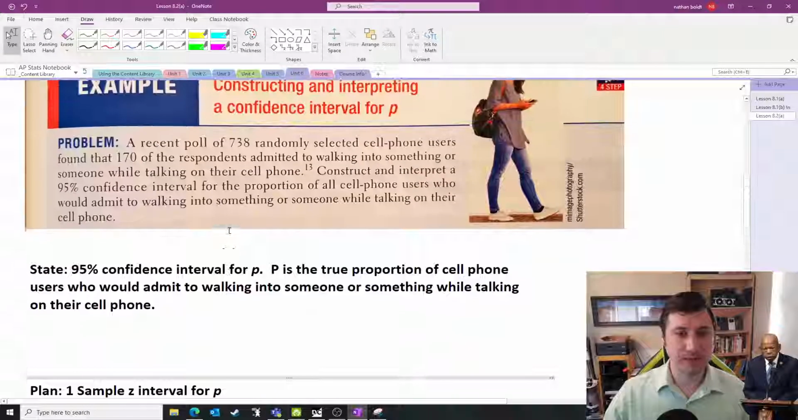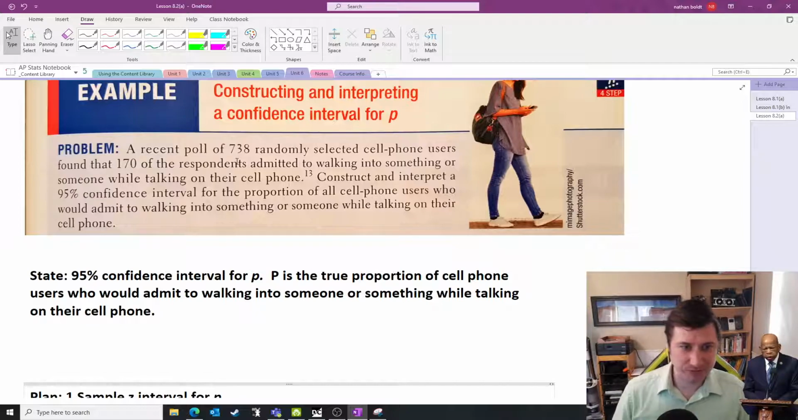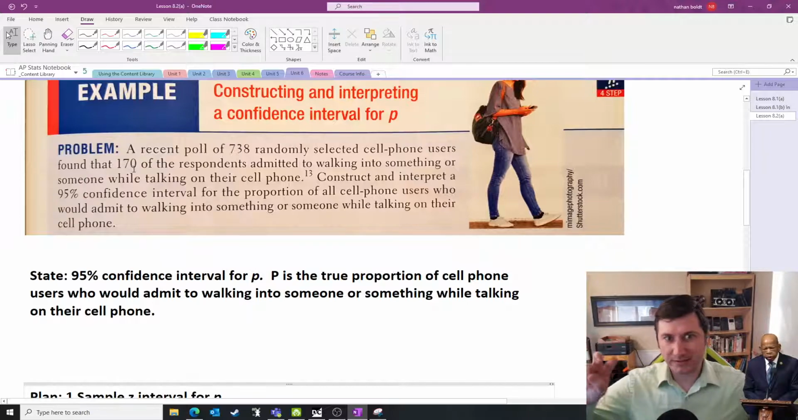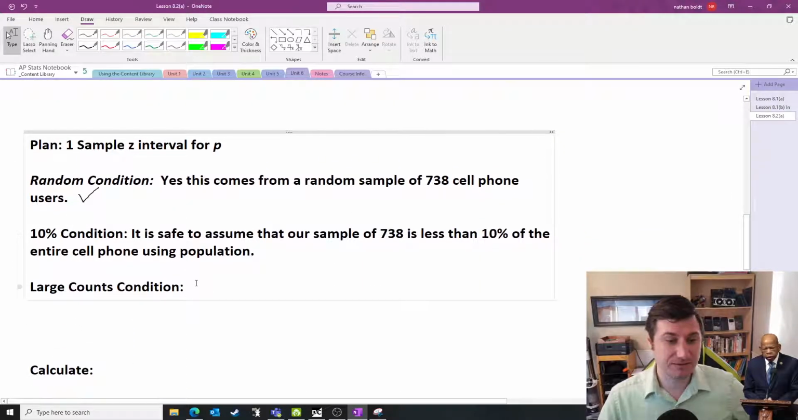So we come up here, we see that we have 170 of the respondents admitted to walking into something or someone. Now here we can actually sort of shorten this. I need at least 10 successes and 10 failures. Well, I know there's 170 successes. So I don't necessarily have to do n times p. I don't have to go to the proportion. I have the actual count. So I have 170 successes.